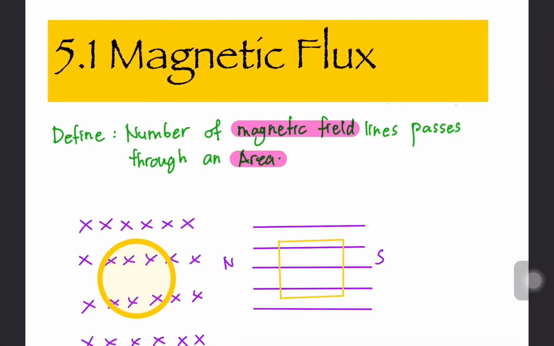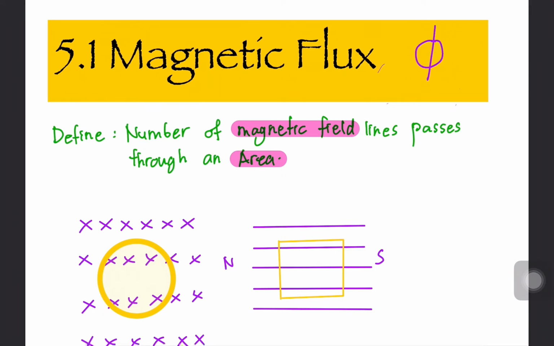Hello, hi. So we are now in chapter 5, electromagnetic induction. First of all, we're going to look at 5.1, which is about magnetic flux. The symbol for magnetic flux is phi. It's a Greek symbol.